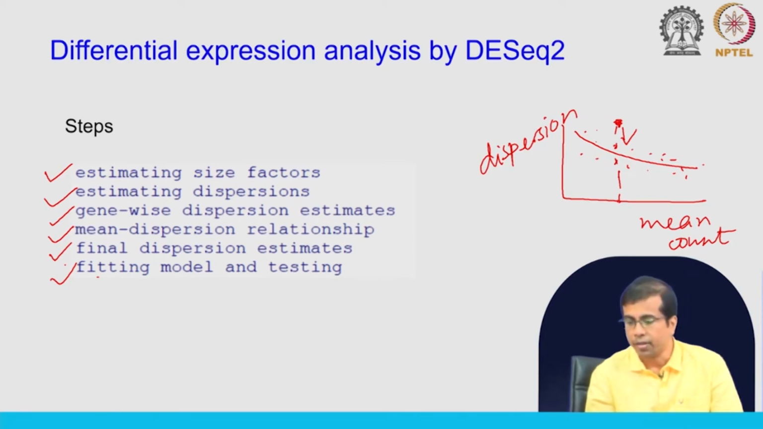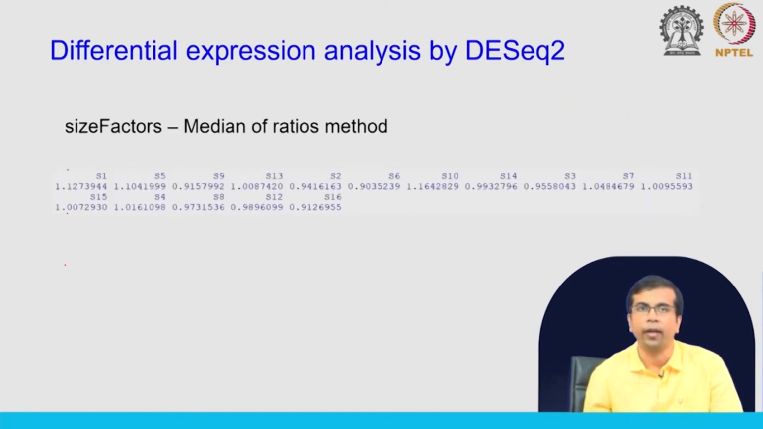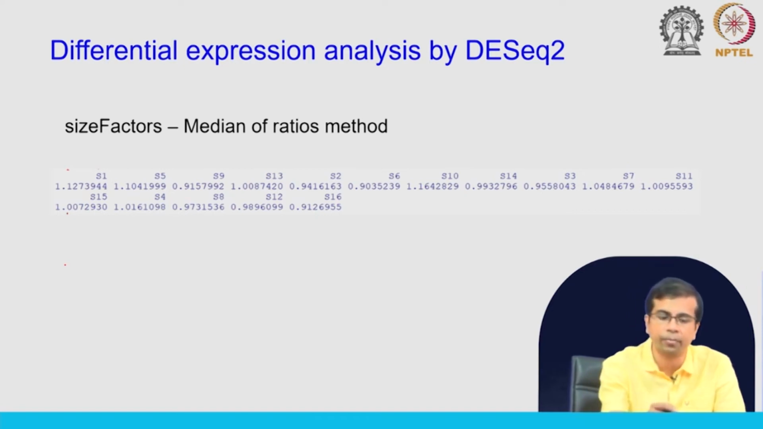Okay. So, let us now look at the results, how these results actually look and what you get. Before we see the results, these are the actual size factors that were estimated by this tool, DESeq2, on this data set. Here you see a number for each sample. For S1 this number is 1.127, and so on. For S5 this is 1.10. So, these are the size factors that have been determined. You have to use this in the model, so this will be used by DESeq2 in the model.